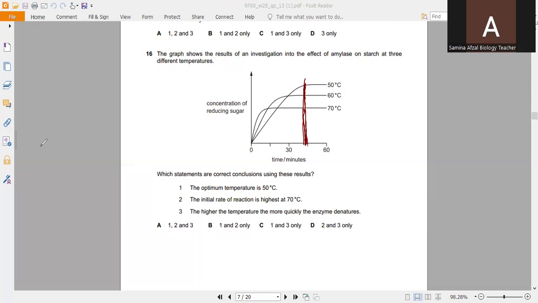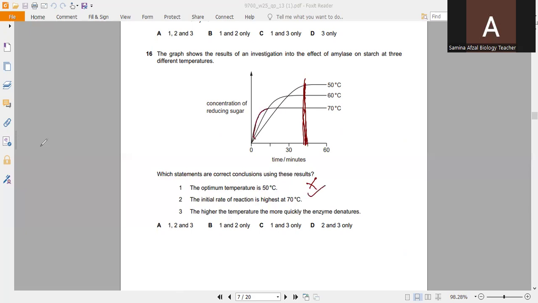And the highest total concentration of reducing sugar in this case, we cannot definitely conclude it is the precise optimum, because we have been shown data for temperatures between 30 and 60. So we cannot go with it. This statement is not correct. The initial rate of reaction is highest at 70 degrees centigrade. Yes, you can see the curve at 70 degrees C. It shows this is correct.